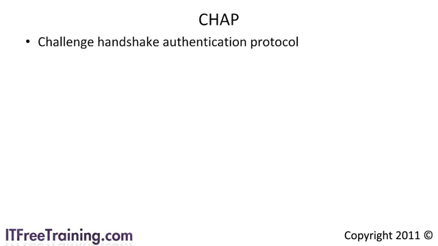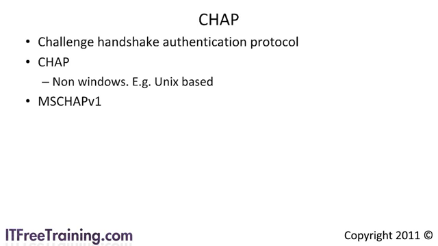There are 3 different versions of the protocol. The first is simply CHAP, which is used for non-Windows environments such as Unix. The next is Microsoft's version of CHAP called MS-CHAP. MS-CHAP is primarily used for dial-up and remote access services such as VPN. The protocol exists in 2 different versions.